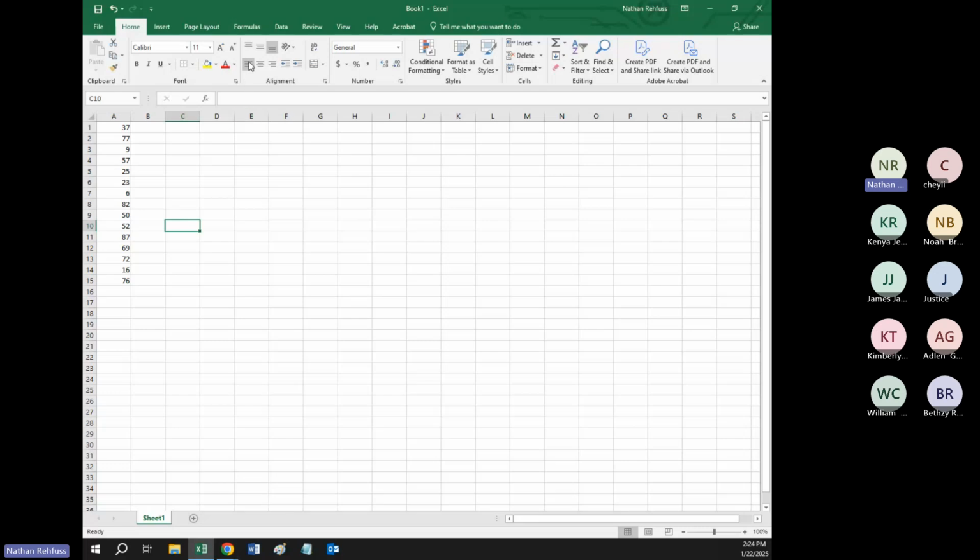So now here's my data set. And in Excel, I can do this a long way where I say, let's add these all up and then divide. So first, let's add them all up with the sum command.